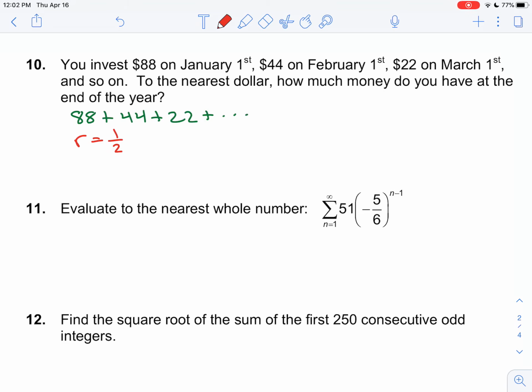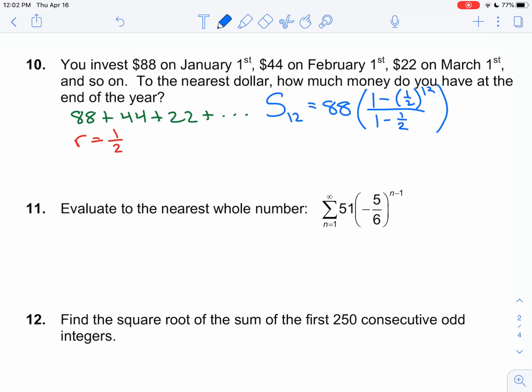Now it wants the total amount of money at the end of the year. So it's asking us for the sum of all 12 terms. So I'm going to go to my formula sheet. I need to know the first term, 88, 1 minus R in parentheses to the 12th, 12 months in the year, over 1 minus R, this one doesn't have to be in parentheses. Your calculator's pretty smart. So lots of ways you can do that. Practice typing it in, see what you get.